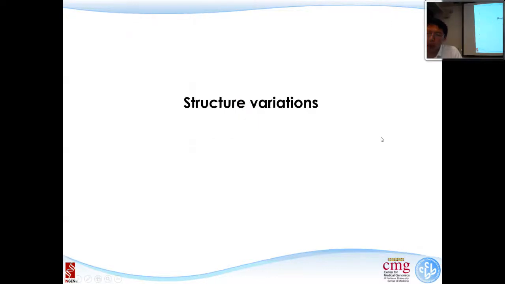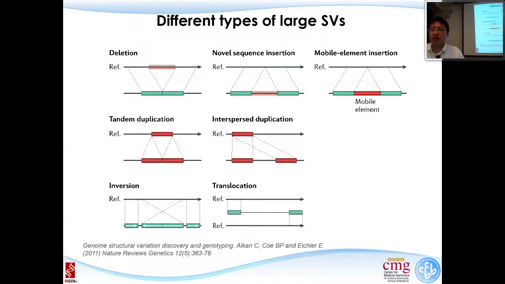Okay, so let's now shift gears to structural variation identification. These are different types of large structural variations. When we talk about structural variation, normally people are talking about the large ones, larger than a few thousand bases, and sometimes even bigger than that.